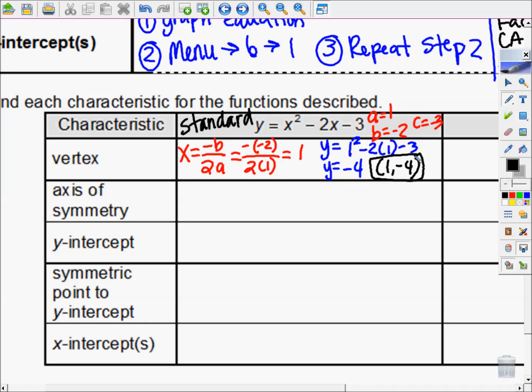All right, so I found my vertex. Now that I have my vertex, can I easily say what my axis of symmetry is? Yes. What is my axis of symmetry? X equals 1. Your axis of symmetry is the x value.